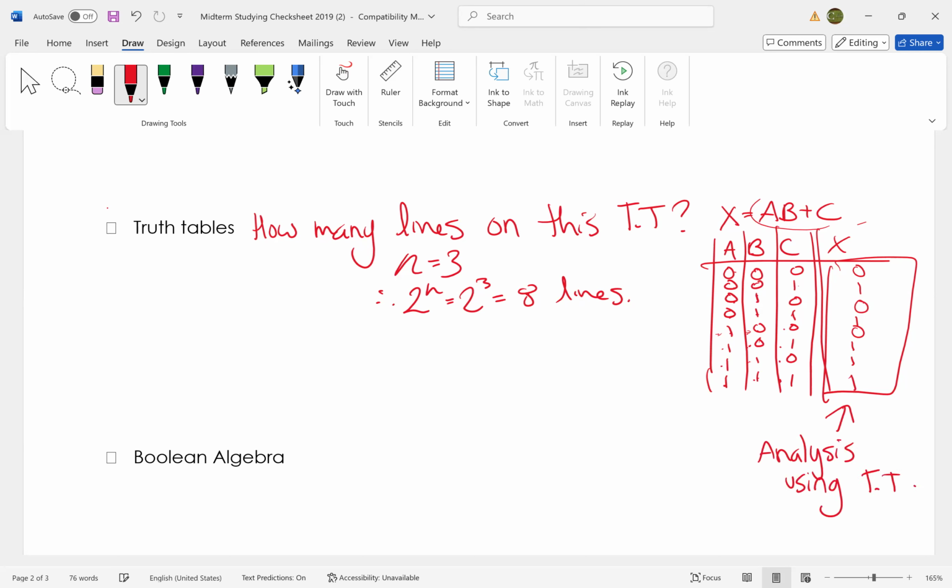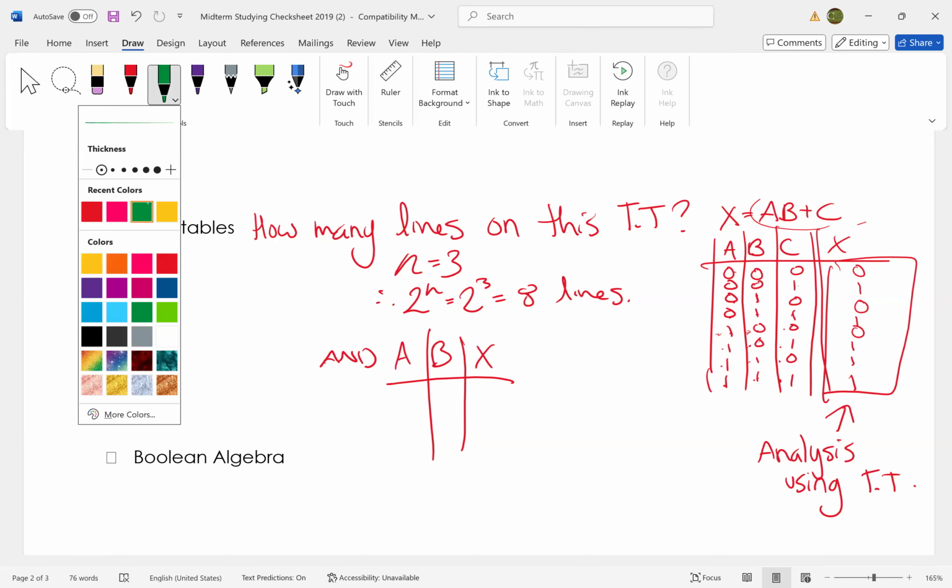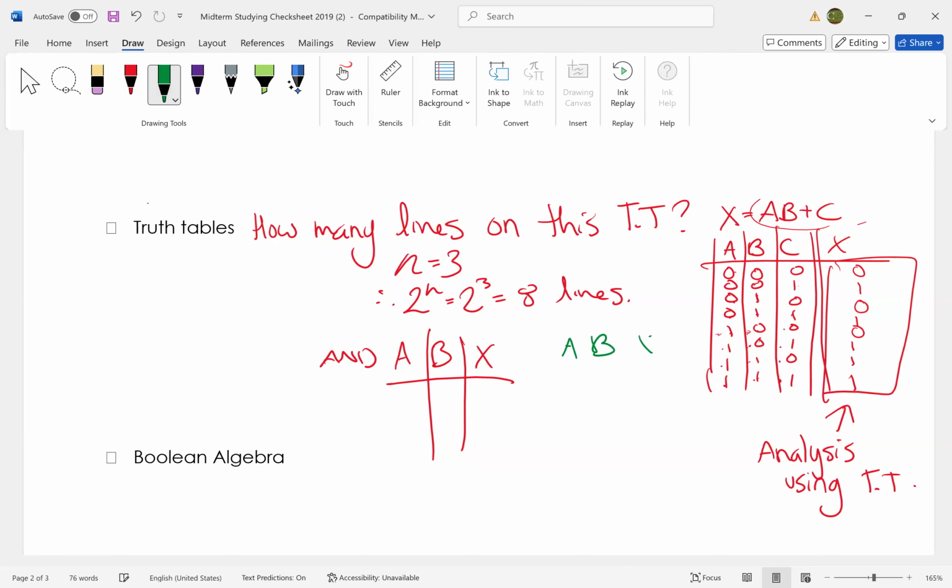And how did I know that? Because of the truth table of and, the truth table of or. Truth table of and says 0, 0, 0, 1. Truth table of or says 0, 1, 1, 1. And that's how I figured that out.